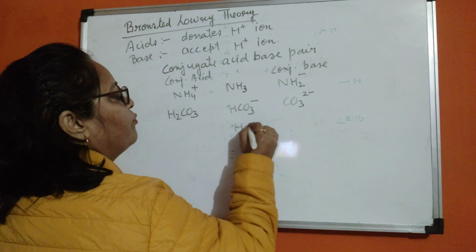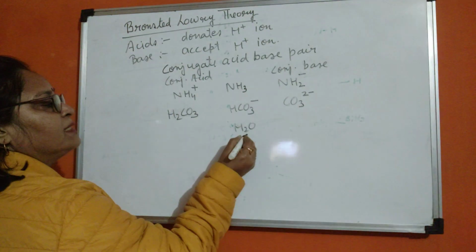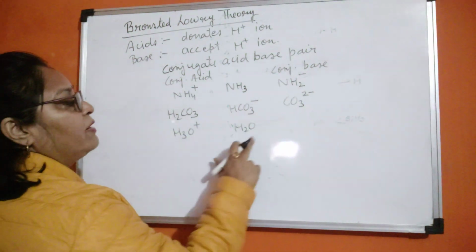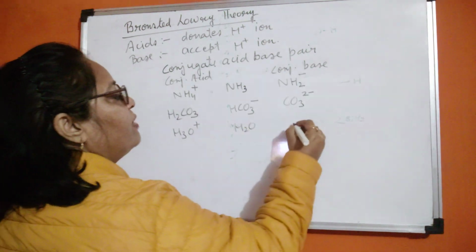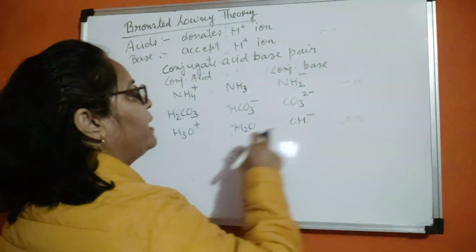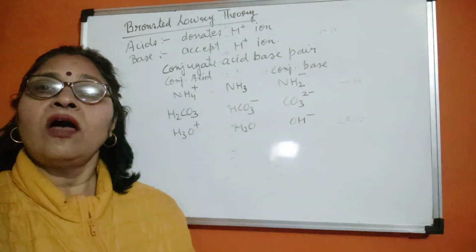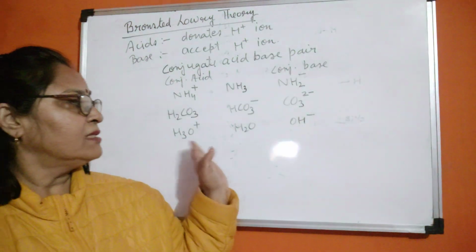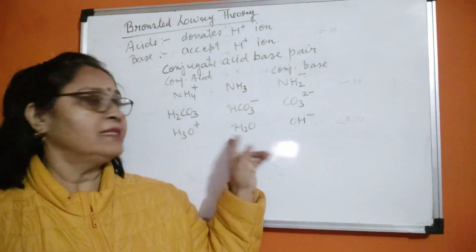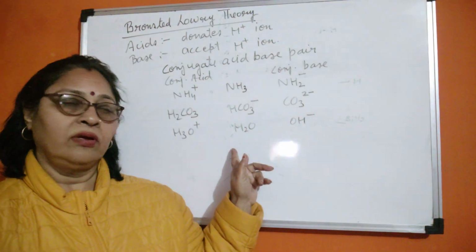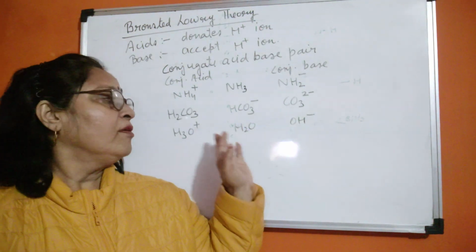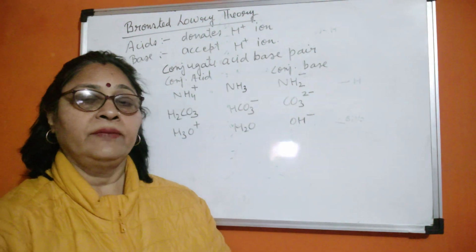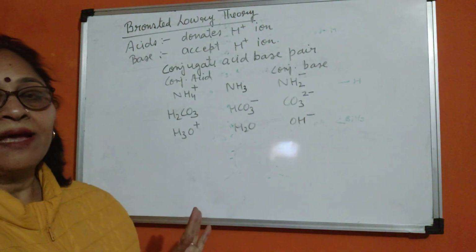Similarly, in case of water, when we add one H plus in this water, its conjugate acid is formed, H3O positive. But when we remove one H plus, then we have OH negative, which is the conjugate base of water. Is it clear now? So always remember that in case of conjugate acid, we always add one H plus in the given species, and in case to form a conjugate base, we always remove one H plus. You have to take care of the sign, right? So these are some common examples.